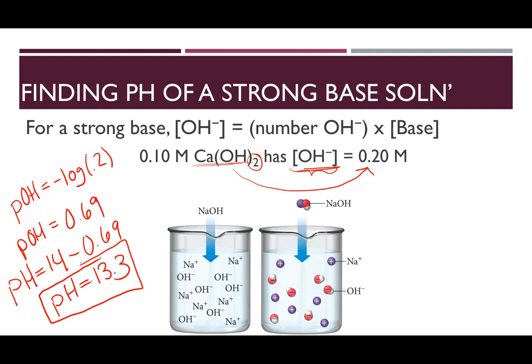So the take-home from this little discussion is that for a strong acid, the concentration of the acid is going to equal the concentration of hydronium. For a strong base, the concentration of hydroxide is also going to equal the concentration of the base, but just keep an eye on the number of hydroxides. Just peek at that subscript there.